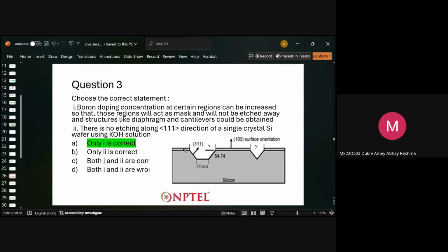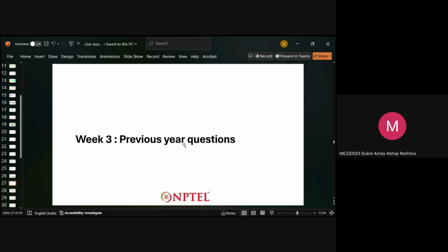Using boron doping, basically you can make the region act as a mask, and you can prevent the etching from happening, and you can get this kind of freestanding structures like diaphragm and cantilevers. Coming to the agent, KOH basically works in one direction as well. So there will be etching basically. So that is how it works. This is a recall kind of question, but it's good to know. So we'll move to the previous year questions.